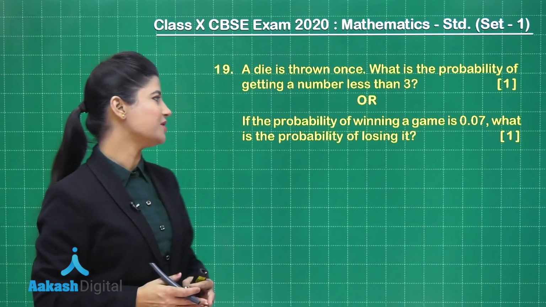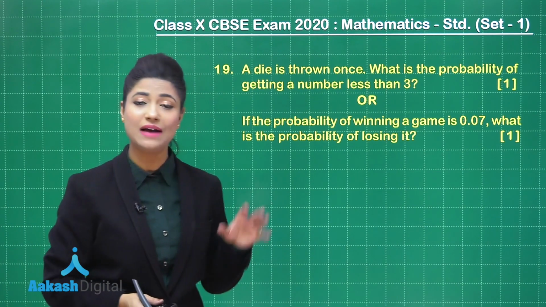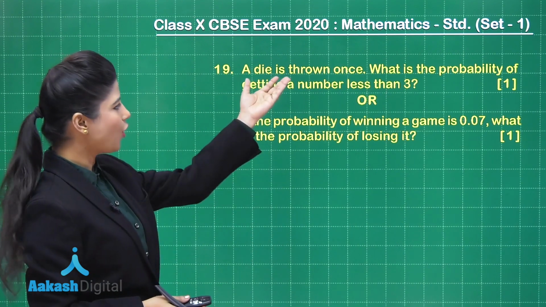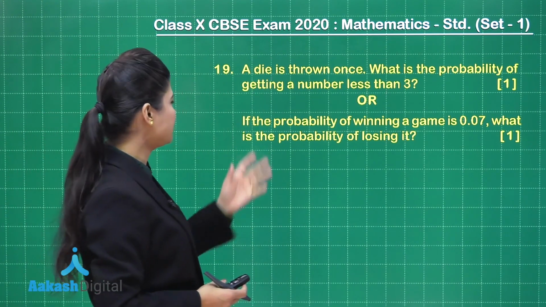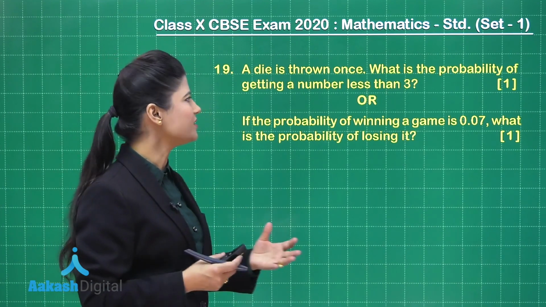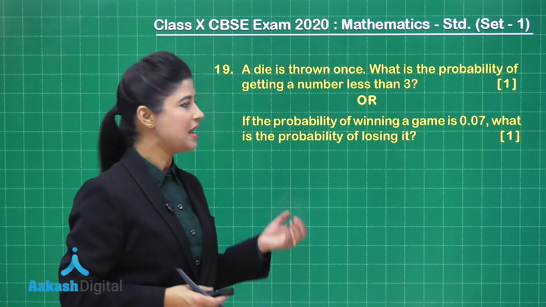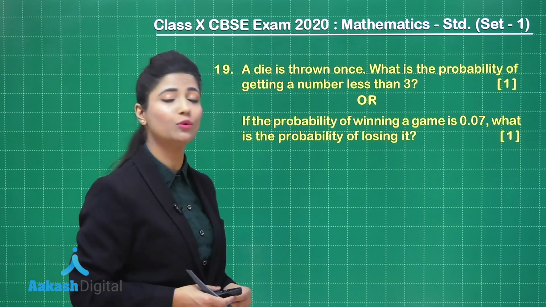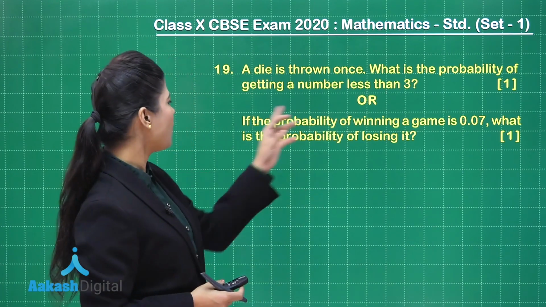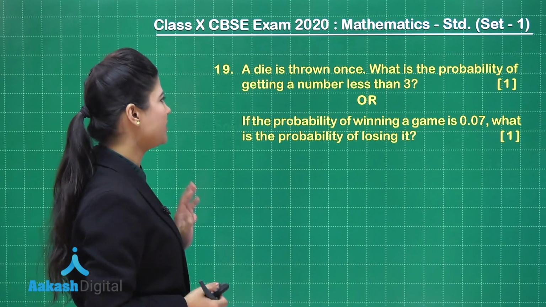Here I have question number 19. This is also related to probability, and you can clearly observe we have choice in this question. You can opt for solving any of these choices. In the first choice, it has been mentioned that a die is thrown. What is the probability of getting a number less than 3 appearing on that die? And in the second choice, it has been provided if the probability of winning a game is 0.07, what is the probability of losing it? So let's solve the first choice of this question.